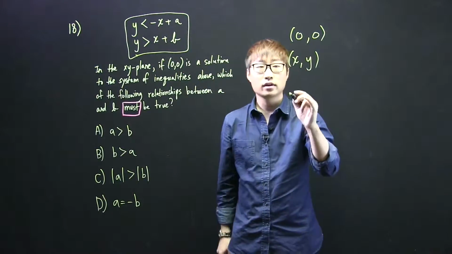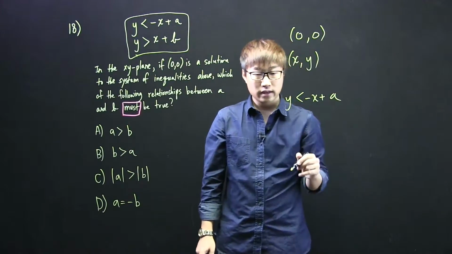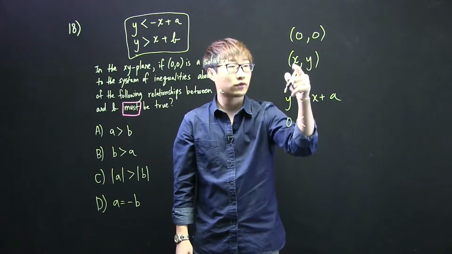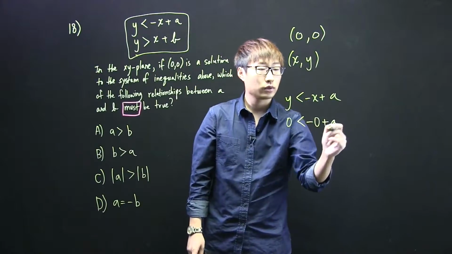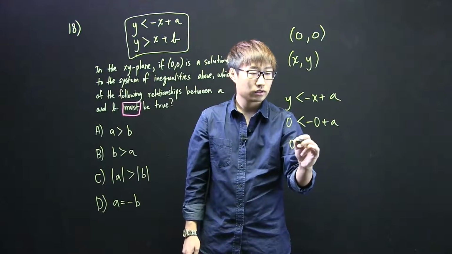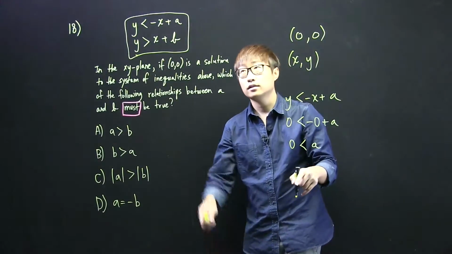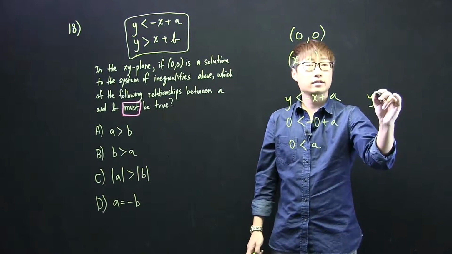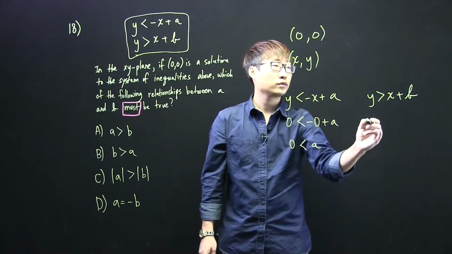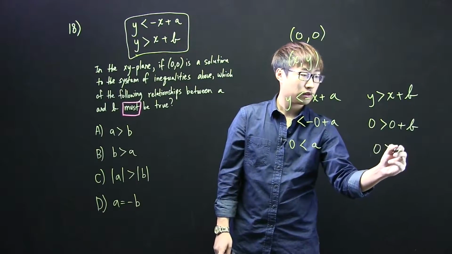Let me start with the top one. We have y is less than -x plus a, and I'm going to plug in zeros, 0 for y and 0 for x. So what does this come down to? Well, 0 is just 0, and -0 is also just 0. So 0 is less than a. Let's try the other one. y is greater than x plus b. Once again, I'm going to plug in 0 for both of them. So 0 is greater than 0 plus b, aka 0 is greater than b.